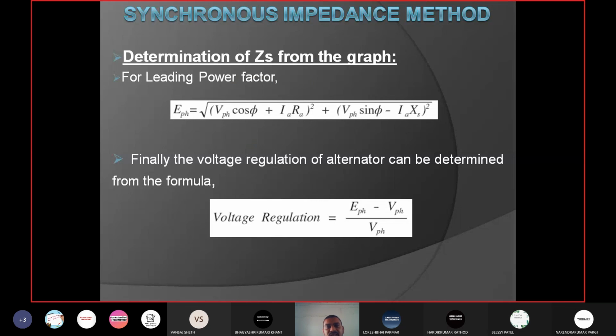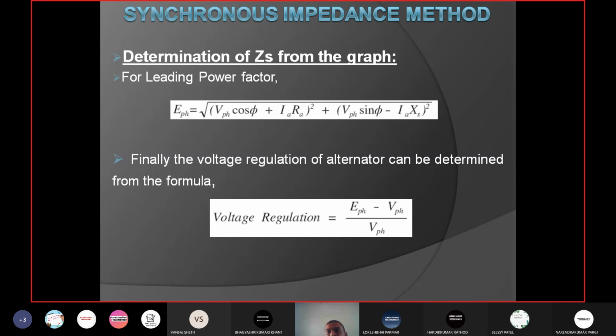Today we discussed the synchronous impedance method to find the voltage regulation. This method is known as the pessimistic method because the voltage regulation we get in this method is more than the actual value. Why is it known as the synchronous impedance method? Because the synchronous impedance is calculated from the graph, and using this we can calculate the voltage regulation.